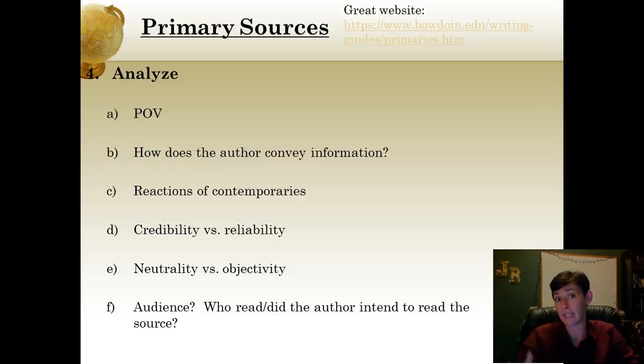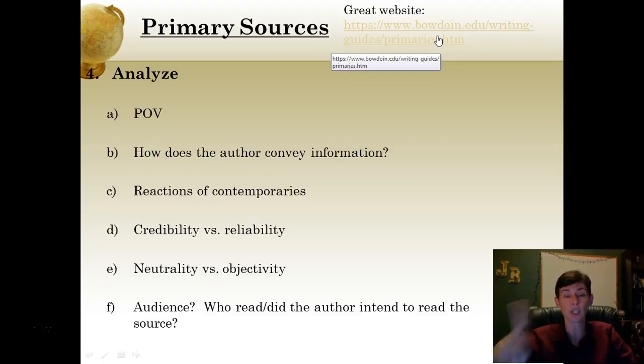How did they react? Did they like it? Did they hate it? Did the guy get burned at the stake? Like, what happened? Credibility versus reliability, these are two different things. And neutrality versus objectivity are also two different things. Now, for information on these, I want you to visit this website. This is a university's website, so I want you to go and check that out. You don't have to do it right now. We can finish the video and you can look at it later, but I do want you to look at this because there are some important distinctions to make. So there's a little research assignment for you.